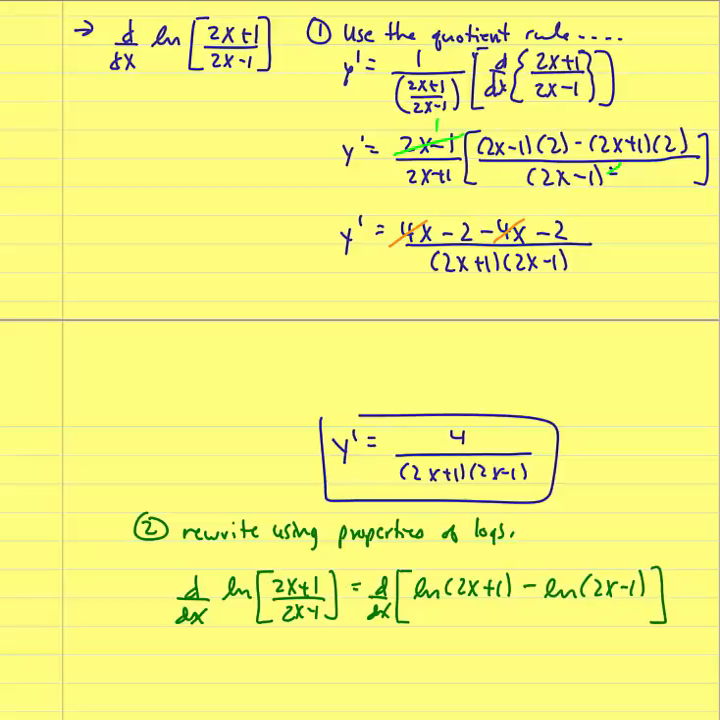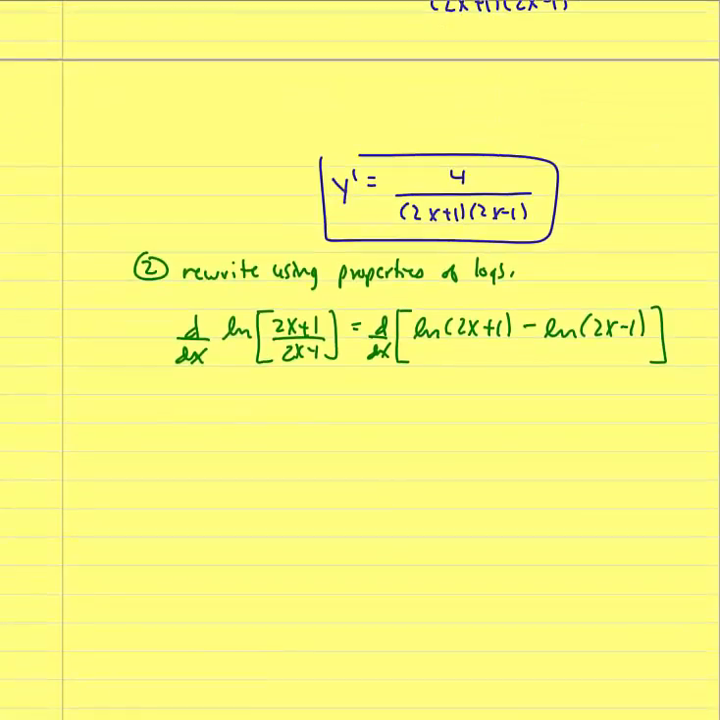And again, please always put parentheses around the arguments of your log function. If you don't, it's confusing. Do you mean 2x for the argument or 2x plus 1?